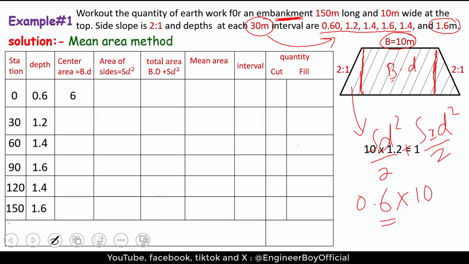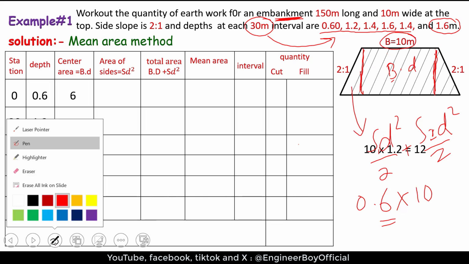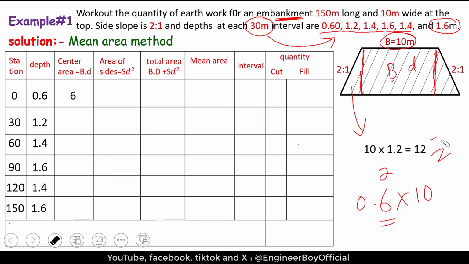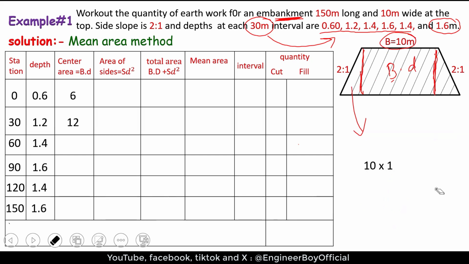And for the another station, as you can see, the depth is different, which is 1.2. So 1.2 times 10, then that should be, let me just remove the other things, so you can see it. So the area can be actually 12, and again 1.4 times 10, that should be 14, and 1.6 times 10, that should be 16, and again 14 and 16 again.